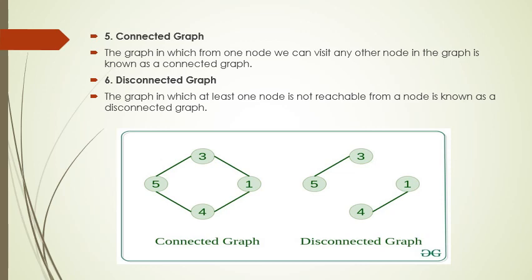Disconnected graph. A graph in which at least one node is not reachable from another node is known as a disconnected graph. Below we can see the diagram of a disconnected graph. There is no connection of edges between the vertices. These are the differences between a connected graph and a disconnected graph.